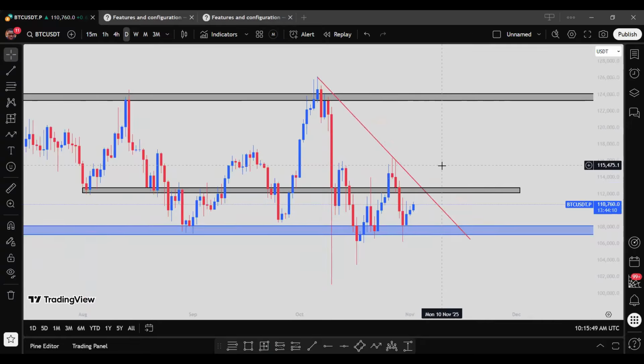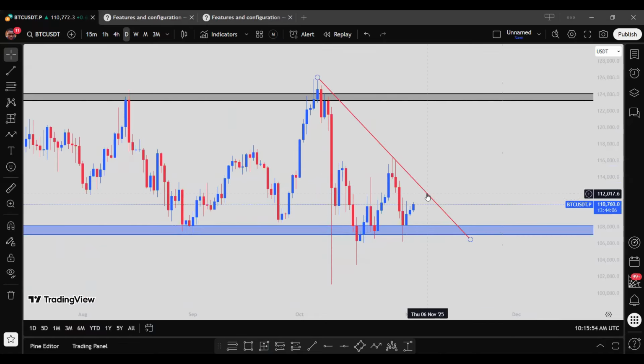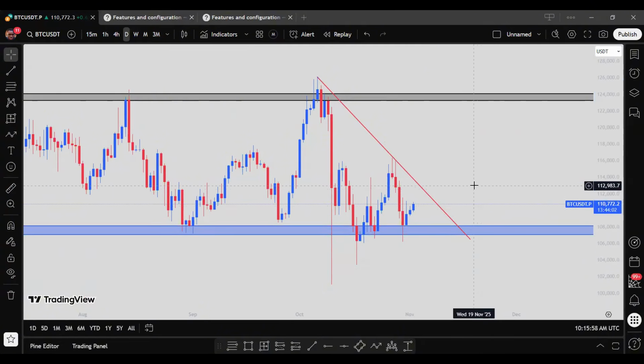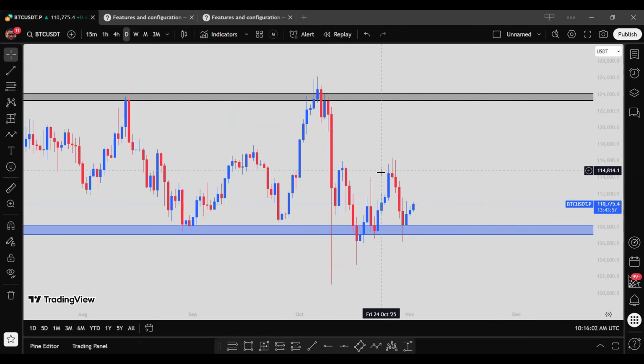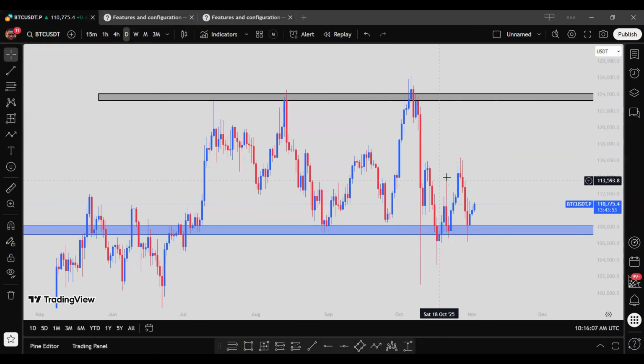However, looking at this, price was going in a range. Price might just go there, break it, and then start moving back to the downside again. That's the reason why I said it's not really safe to go into a buy trade inside this zone. Price was kind of consolidating here, moving sideways.